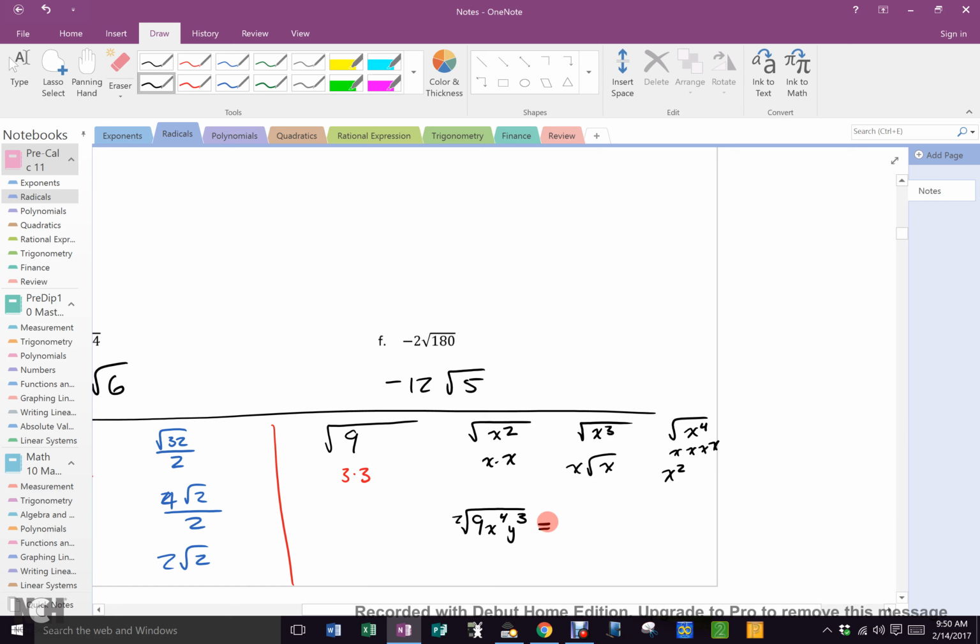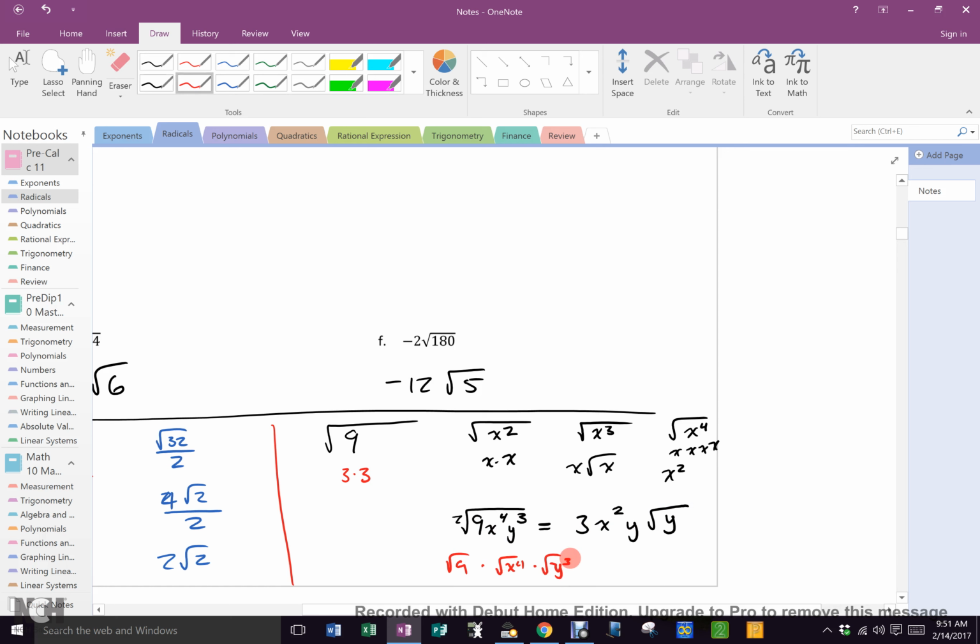third? Again, this is nothing new. This is everything you already know put together in one question. Three x squared y root y. Is everybody cool? Because this is really saying the square root of 9 times the square root of x to the fourth times the square root of y to the third.